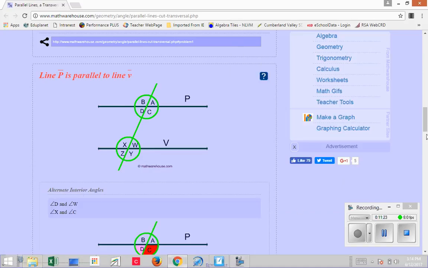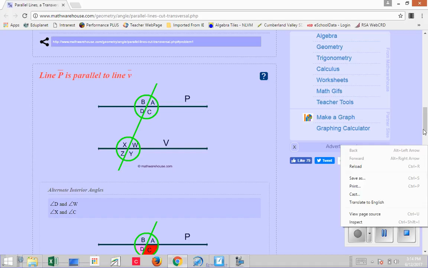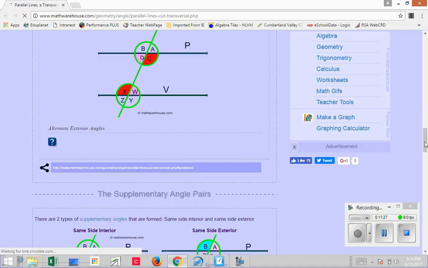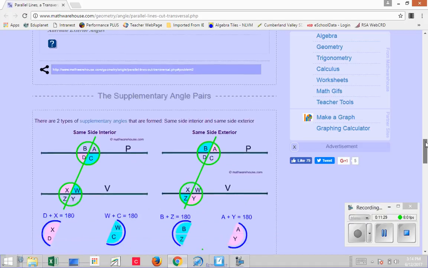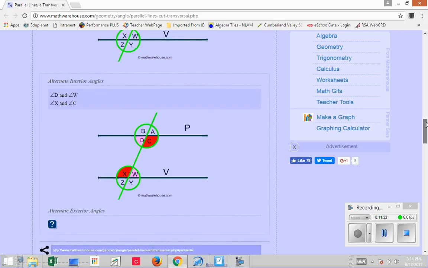Okay. Next, it's asking for alternate exterior. So the alternate exterior angles are angle B and angle Y because they're on opposite sides of the transversal and they are on the outside of the two lines. And angle Z and A, again for the same reason. So angle Z with angle A, angle B with angle Y.